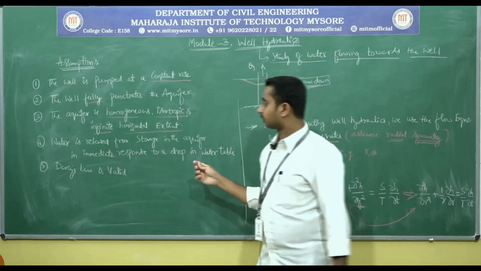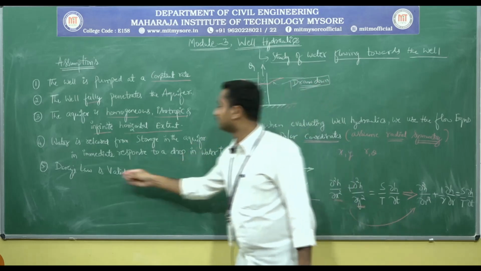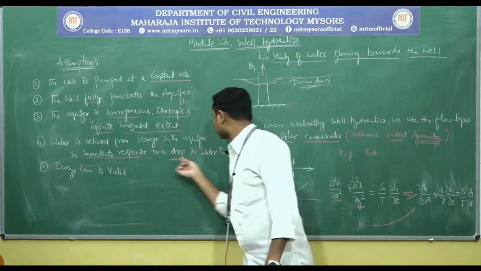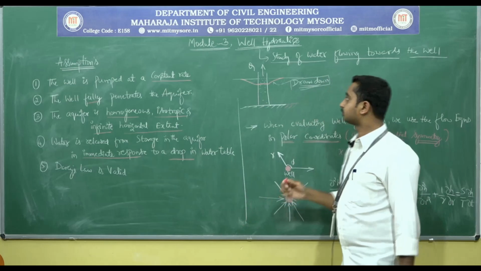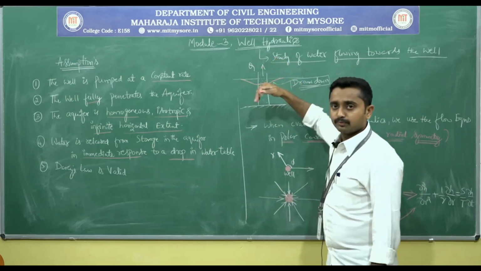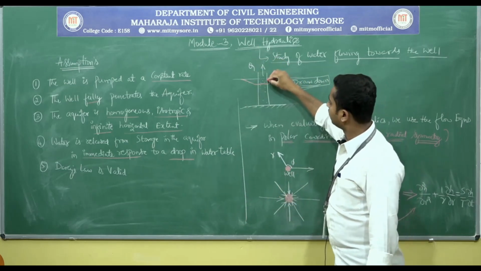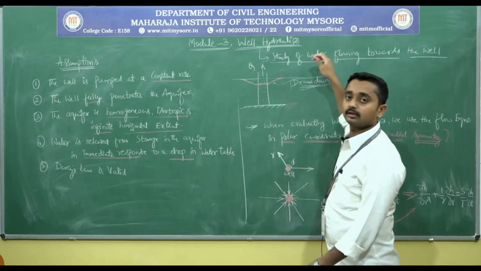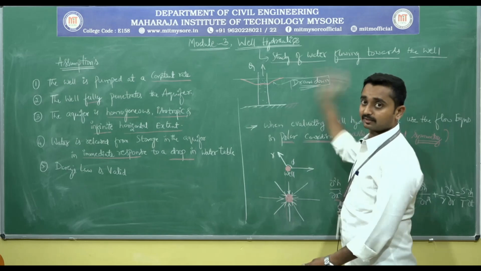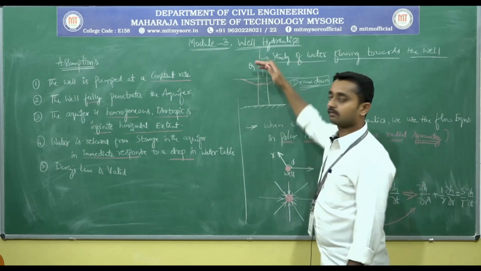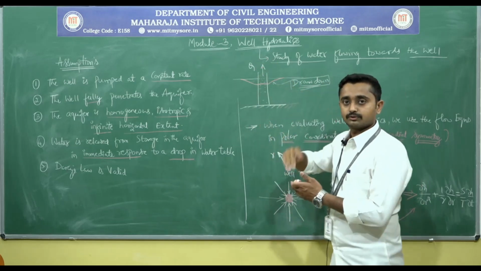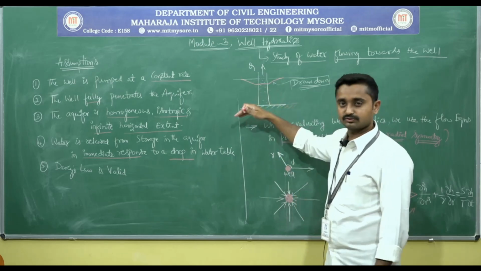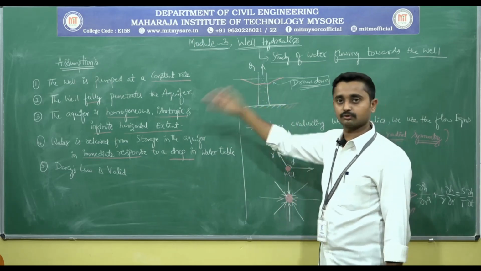Next, water is released from storage in the aquifer in immediate response to the drawdown. If you start pumping, the water level immediately decreases. If there is a good rain or some flow from another aquifer, the water level immediately rises. Once you start pumping, the water level definitely reduces immediately.